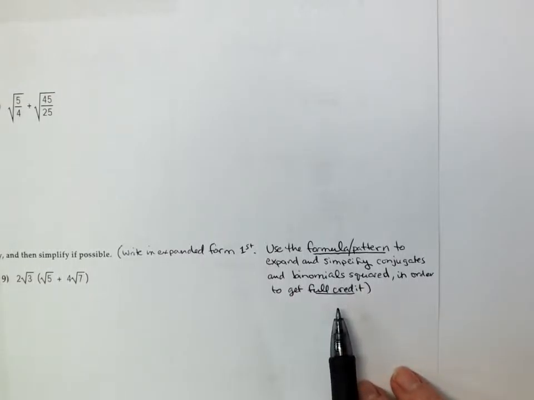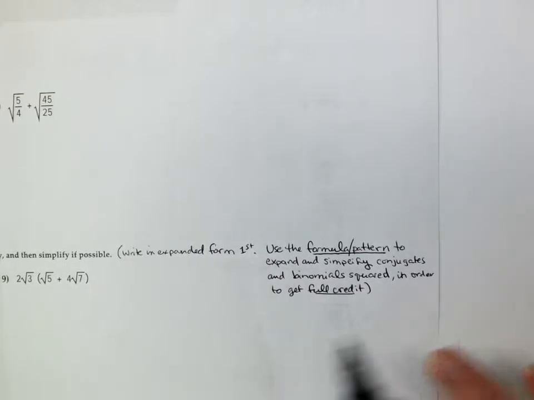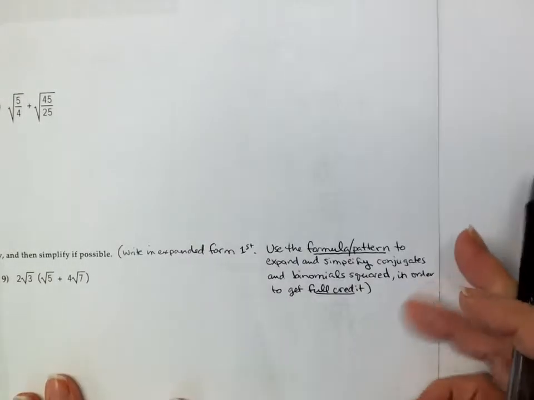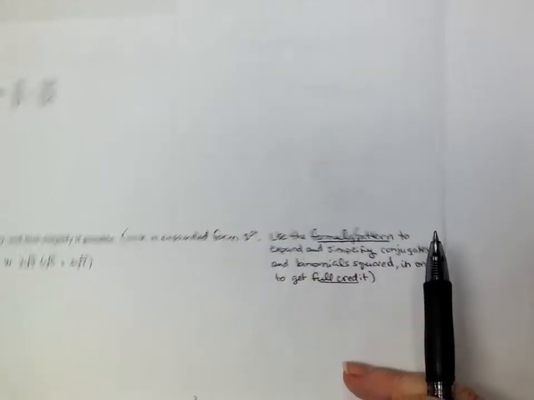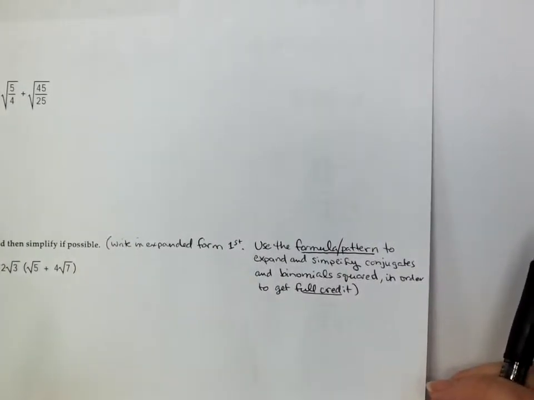So if you recognize conjugates, I want you to expand it as a squared minus b squared. If you recognize a binomial squared, you should expand it as a squared plus or minus 2ab plus b squared. And then simplify.